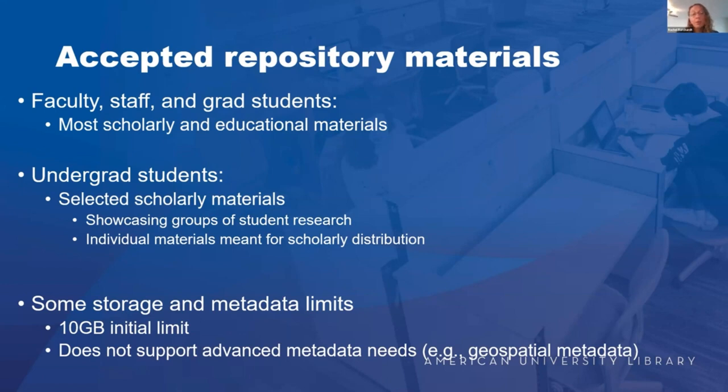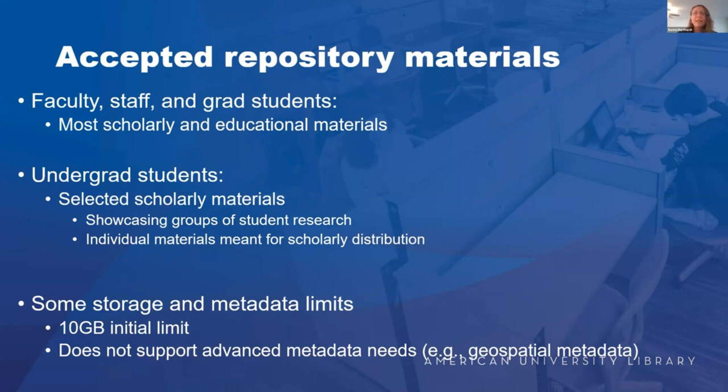That said, there are some other limits. An initial individual limit is 10 gigabytes of space. If you find yourself running low, you can put in a request for more storage, and we'll handle those requests on a case-by-case basis. And then some types of materials have really advanced metadata needs. So metadata is the information about your information. So the author, the title, page numbers, things like that. I can tell you page numbers is not one of our metadata fields.